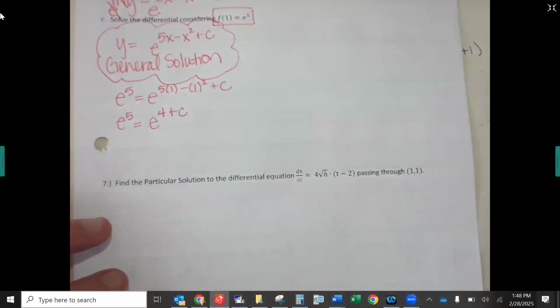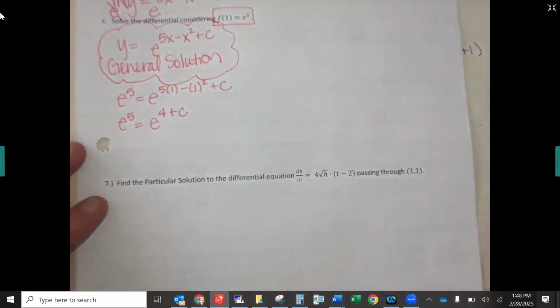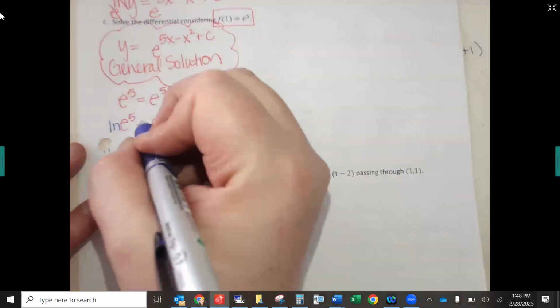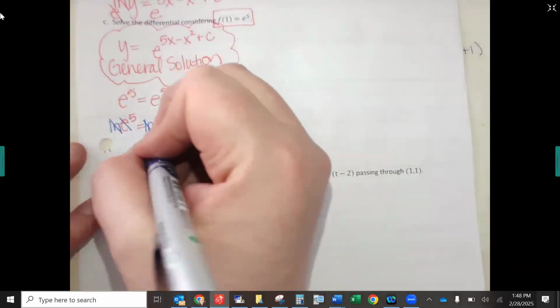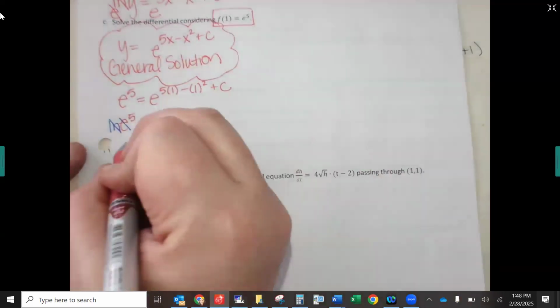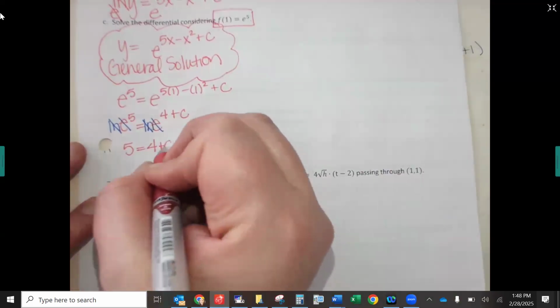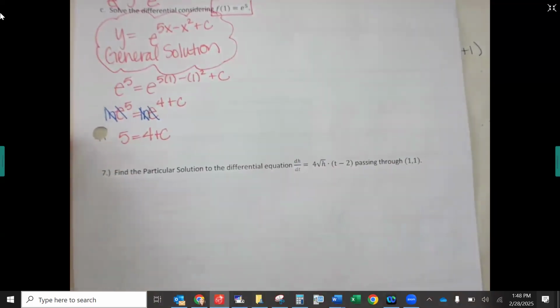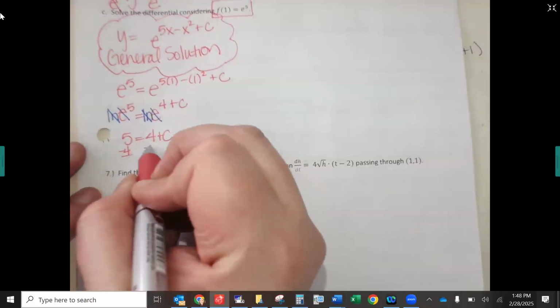And then how can I get rid of the base e's? We know we can cross them out, but what are we doing to cancel out the e? Natural log. So I'll ln both sides. That'll cross out my e's. I'll have 5 equals 4 plus c. And then minus that 4 across, what's my c going to be? Okay, that would be 1.